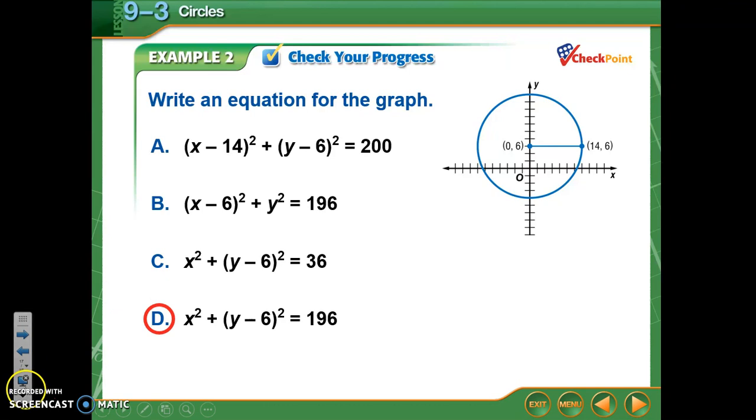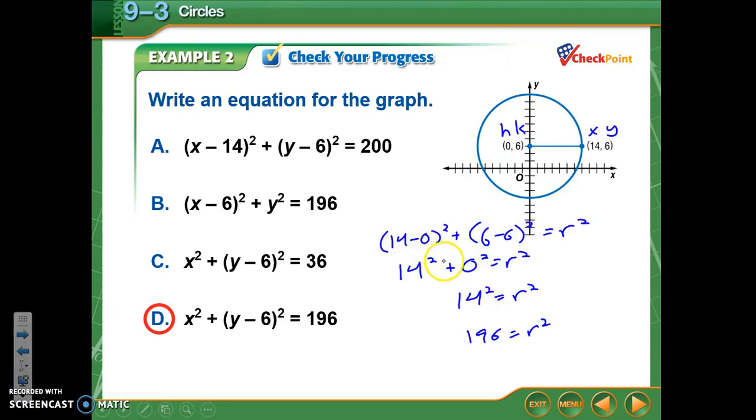All right, your answer is D, and here's the work to get the radius squared. That, of course, means that my radius would be 14 units. Again, this is an easy one to count, but when I square it, I would get 196. Again, if this point was not an easy point to count the length of the radius, if you didn't know the length of the radius, this is the process you would have to use. H and K for the center, a point (x, y), and then plug in to find the radius.